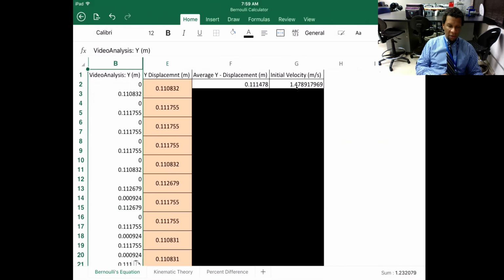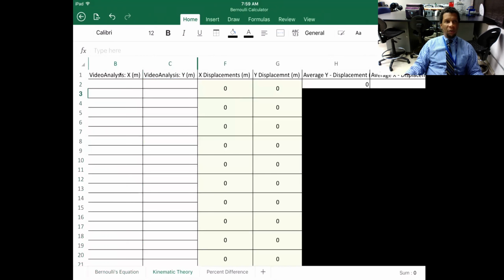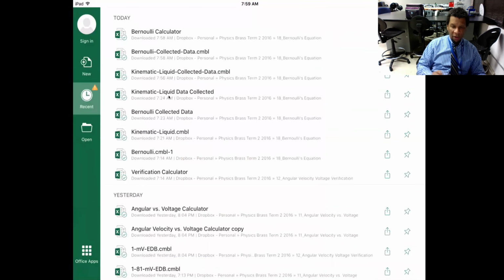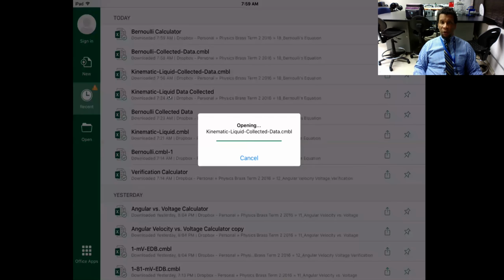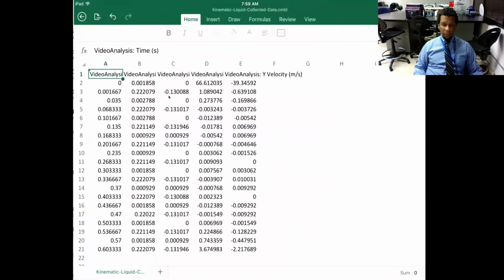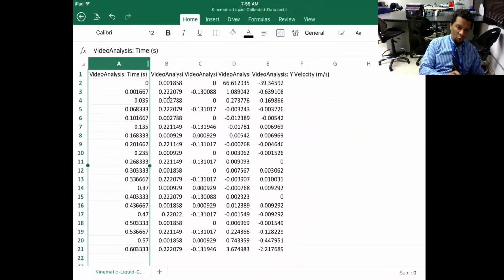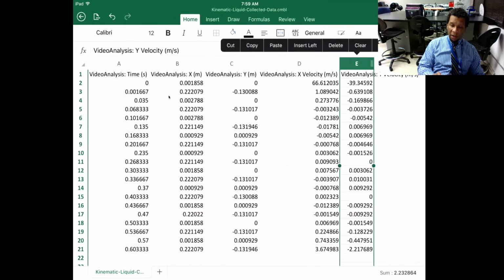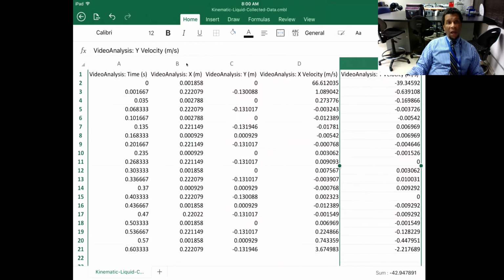So the next thing, for kinematic theory, we already know that we need both X and Y. You should have a fairly good foothold in how we're utilizing kinematic equations. So now let me go ahead and open this up so I can see which columns I am actually copying. The only columns that I need, if you guys remember, were X and Y.